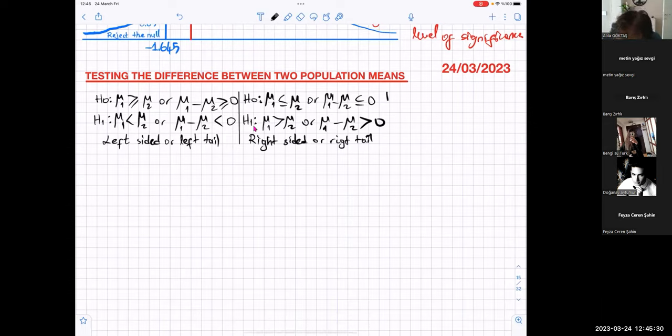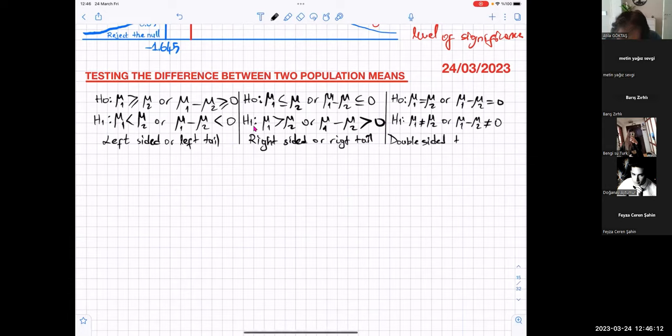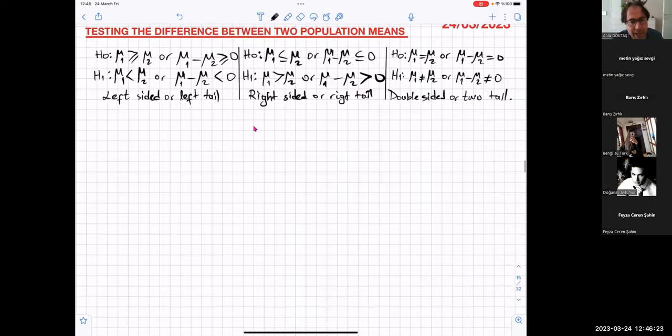And the final one would be the null hypothesis established as equality, mu one equals mu two, or mu one minus mu two equals zero. The alternative is mu one is not equal to mu two, or mu one minus mu two is different from zero. So this is a double-sided, two-tailed hypothesis.